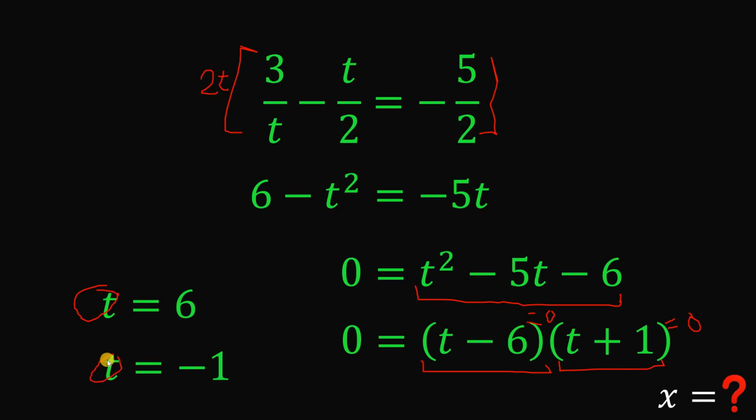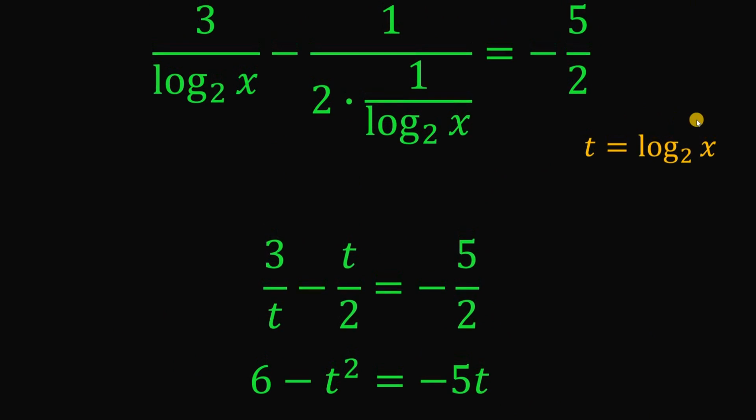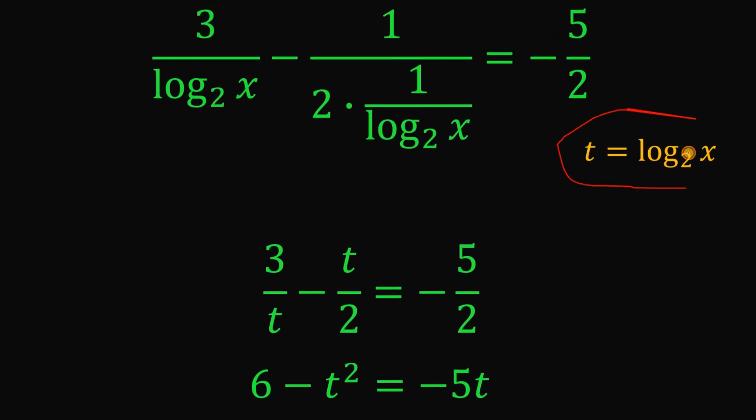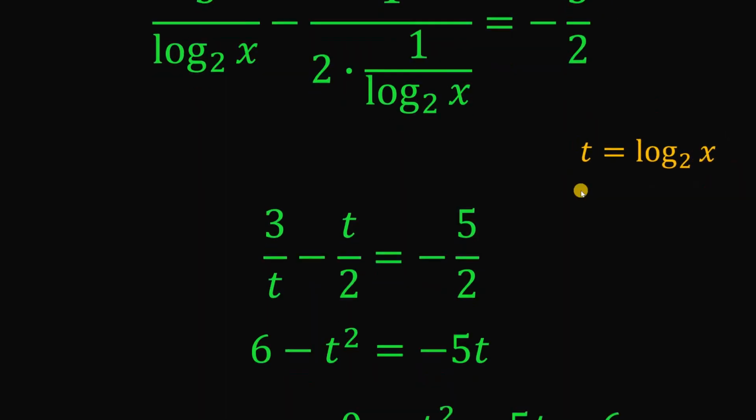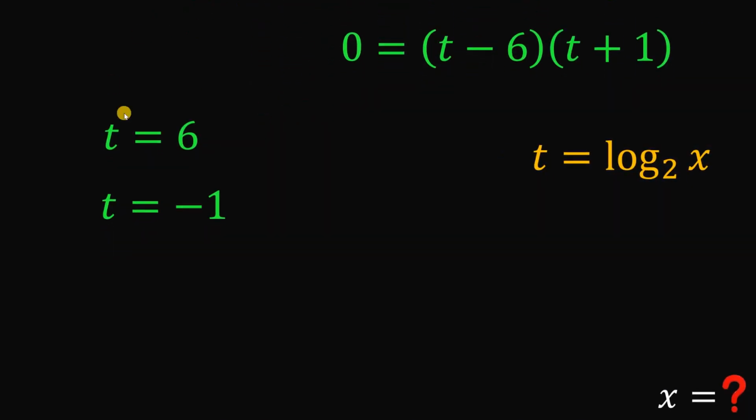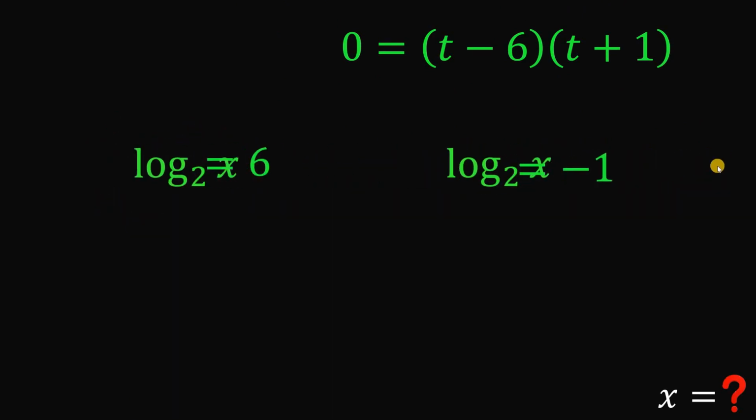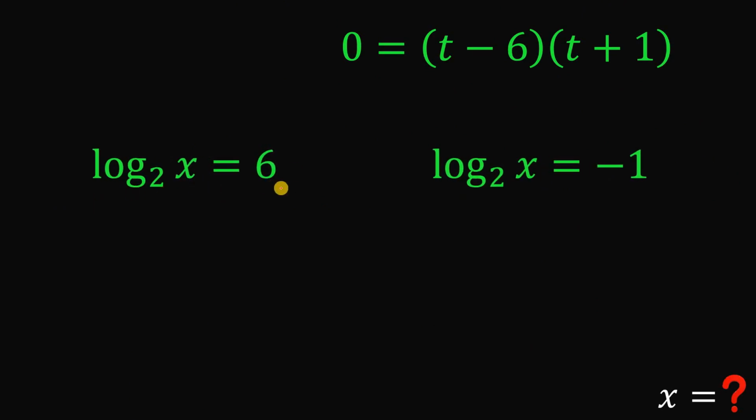Now let's go back to our solution. In our solution, we said that we let t be the logarithm of x to the base of 2, because in this question, we want the value of x. So let's get the value of t. We have logarithm of x to the base of 2. Now, let's replace all of this t with its value, logarithm of x to the base of 2. So we have two cases here. We have logarithm of x to the base of 2 equals 6, or logarithm of x to the base of 2 equals negative 1.